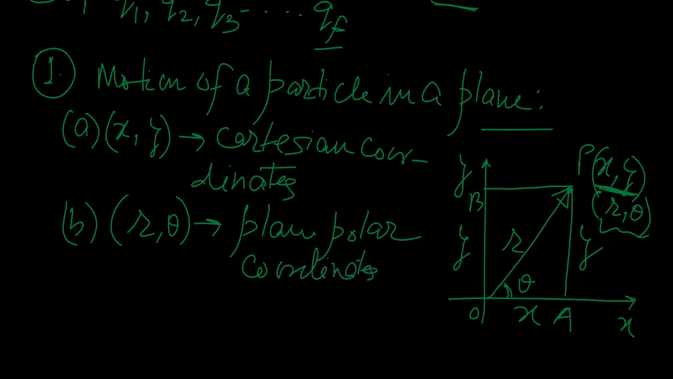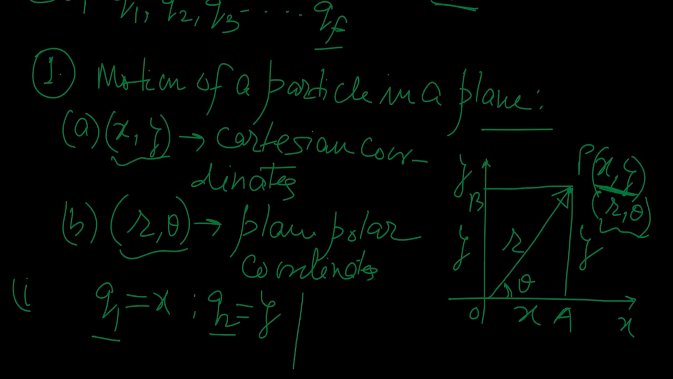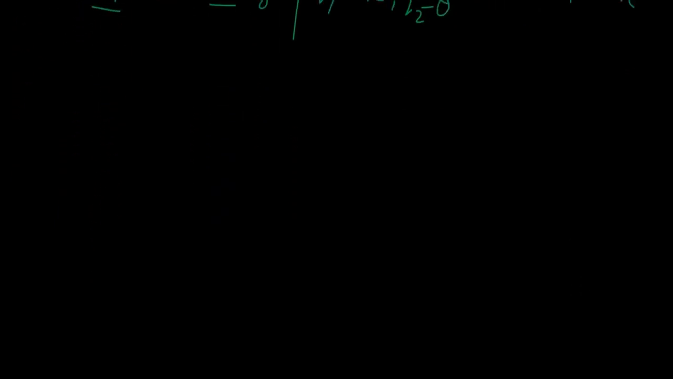As I have told you, in accordance with the convenience of the problem, we may select either of these two sets of coordinates as generalized coordinates. So in the first case, in some of the problems, we will have q1 equal to x and q2 equal to y. q1 is the first generalized coordinate and q2 is the second generalized coordinate. And in the other set, when you take plane polar coordinates as generalized coordinates, then q1 will be r and q2 will be theta.